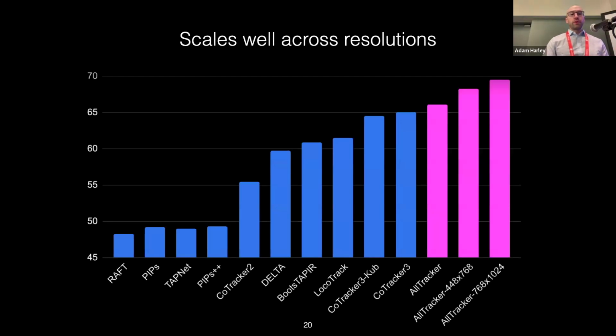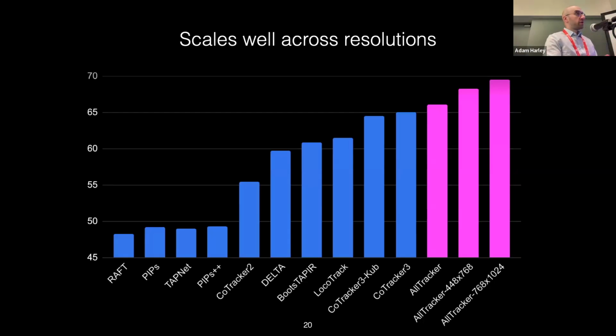Although the method is slower at high resolutions, the payoff is that it's noticeably more accurate. Here I've added the higher resolution versions of our model into the plot, and you can see that we push farther away from the current state of the art. I said higher resolution versions, but really it's the same model. We evaluate one model across all of our experiments, and it just performs better when you give it a higher resolution input. Maybe I'll correct that a little bit: it's not that we only evaluate one model in the paper, we have multiple variants, but this main all-tracker model is one checkpoint, and we evaluate that at multiple resolutions.